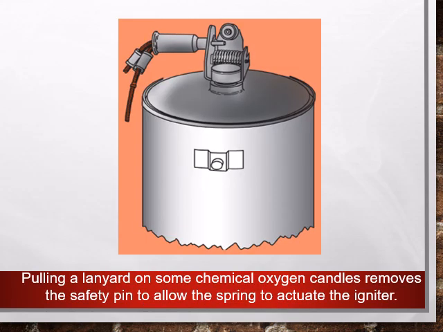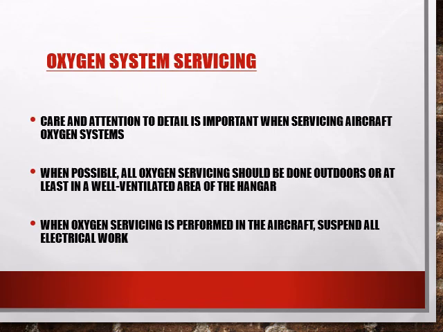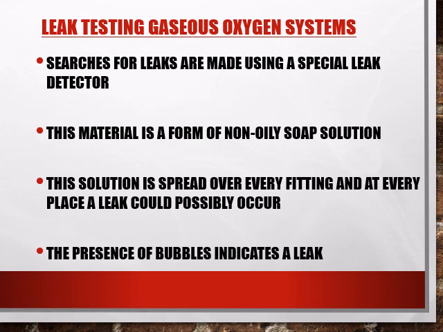Pulling a lanyard on some chemical oxygen candles removes the safety pin to allow the spring to actuate the igniter. Aircraft that do not require oxygen to be constantly available to passengers will have a diluter or pressure demand regulator for the flight crew. Oxygen leaks are detected using a non-oily soap solution. Apply it to fittings and valves. If bubbles appear, there's a leak. Repair any leakage immediately before placing the system back in service.